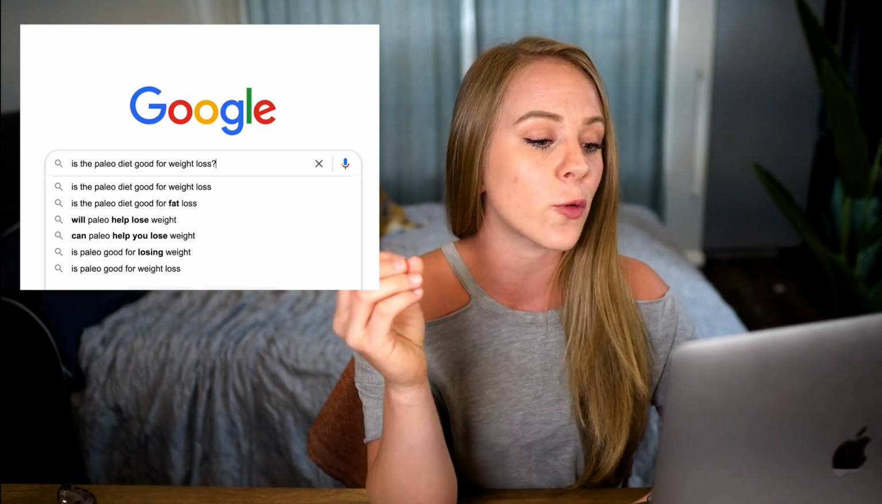Okay, so first, let's start with the basic understanding of how Google works. So let's say you need to write a paper about the health benefits of the paleo diet. More specifically, you want to talk about the paleo diet and its benefits for weight loss. So what you might do is go to Google and type something like, is the paleo diet good for weight loss? Why? Because this is how we speak and think, therefore it's only natural that that's what we would type into Google. But here's the thing, that's not how Google thinks or speaks.